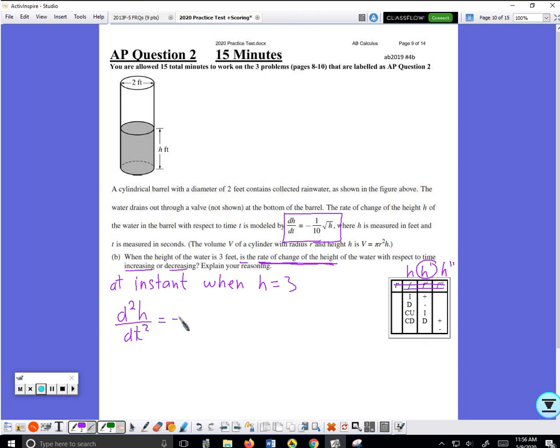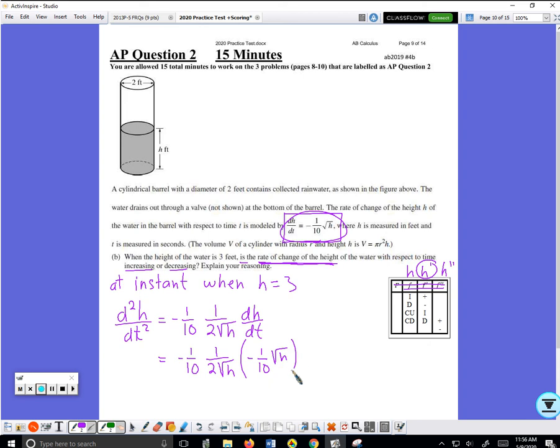Okay, negative 110 is a constant. The derivative of the square root of h is going to be 1 all over 2 roots of h, and I must multiply by dh over dt. So now that's going to equal negative 1 all over 10, 1 all over 2 square roots of h, parenthesis, dh dt is this again, so that's negative 1 all over 10 square root of h.